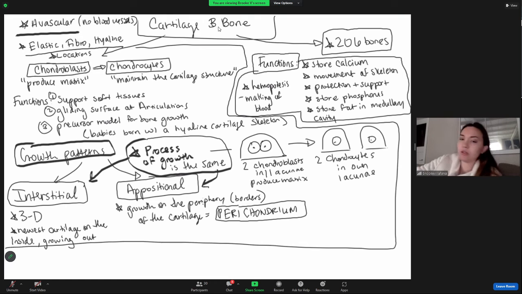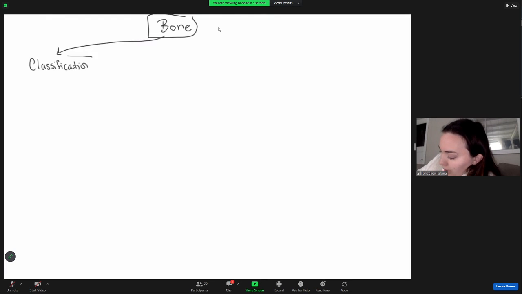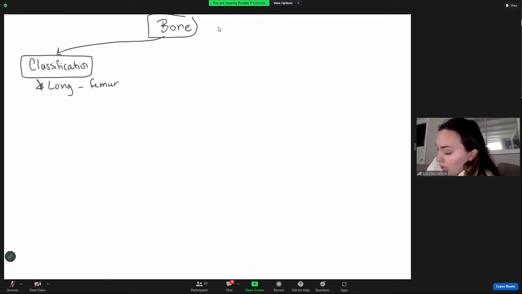Okay, so let's talk now about the classifications of bone, anatomy of bone, and then we'll go over some composition and a little ossification, and we'll be done. The bone does go on a little bit longer, but we should be able to finish it. So for bone, we have our classification. Bones are classified into long bones. An example of a long bone would be the femur. These are obviously longer than wide. I feel like it's pretty straightforward.